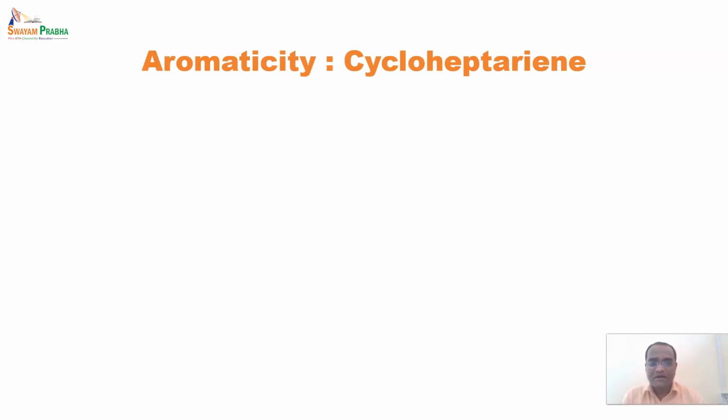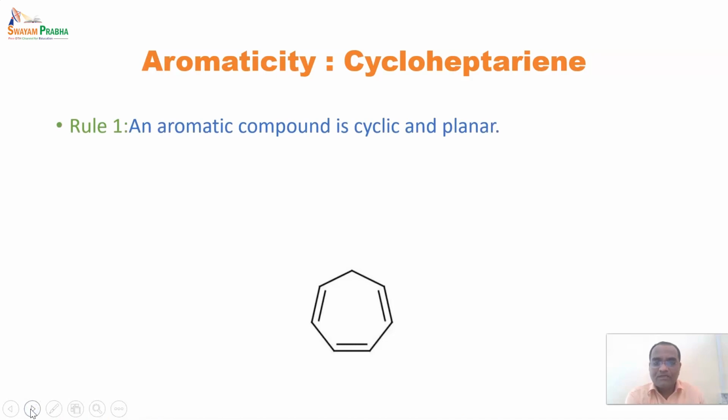These examples are related to benzene a little bit. So here you can see a structure similar to benzene, but it has one more carbon, and this carbon is sp3 hybridized. It does not have any double bond with it, or any pi orbital or p orbital overlap, so it is not forming a double bond. So rule one is that an aromatic compound should be cyclic and planar. So it is cyclic in nature.